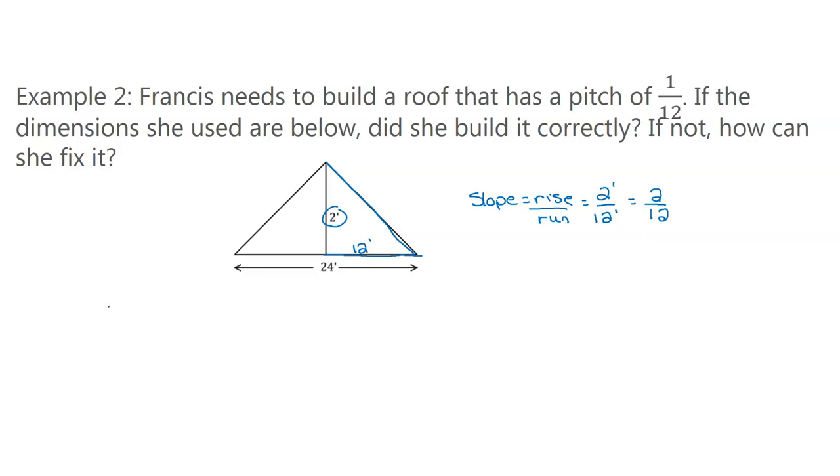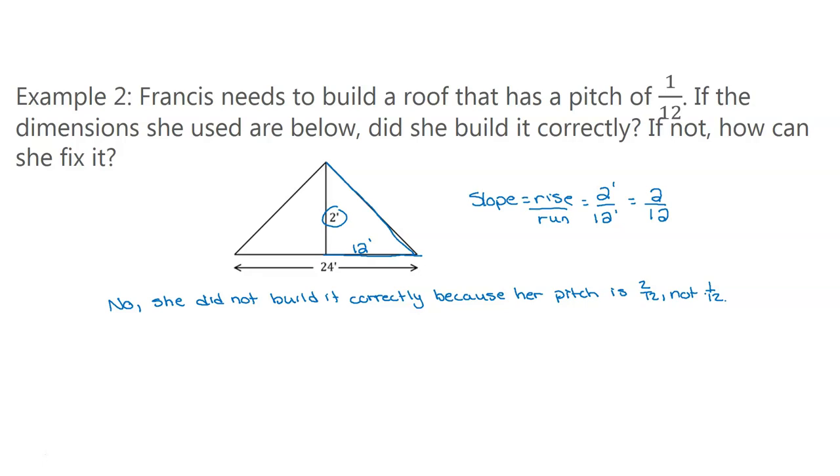So now to answer the question if she built it correctly, I'm going to say no, she did not build it correctly. Because her slope, or her pitch, is 2 over 12 and not 1 over 12 like it should have been.